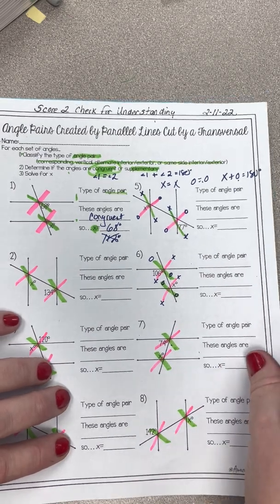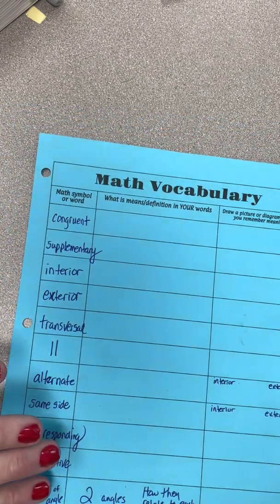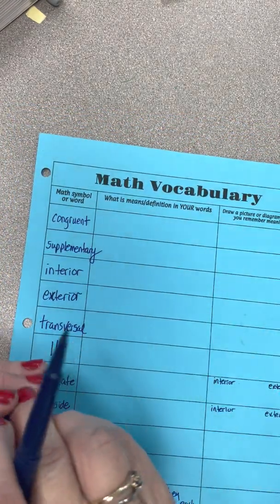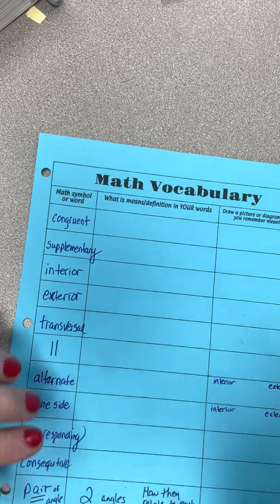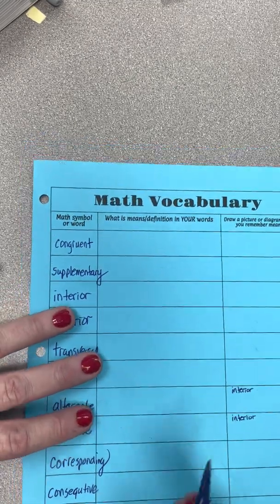Okay, so what we're going to do is go kind of back step, and we're going to fill out a vocabulary sheet. If you are in CARES and you don't have one of these sheets, then you can just use a piece of paper. All right, first word is congruent.